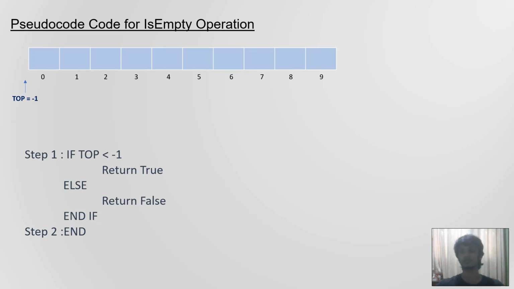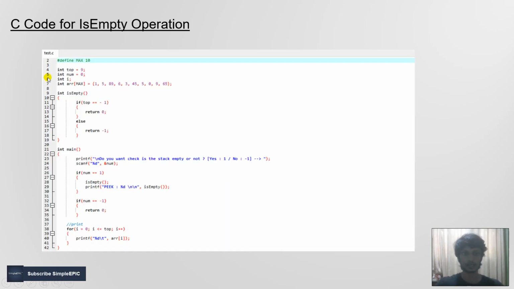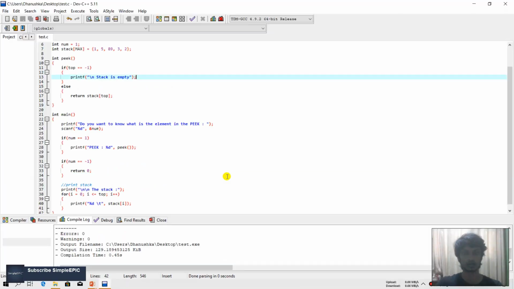Anyway, if top is less than -1 or equal to -1, our stack is empty, therefore it simply returns true. If it is not, which means top is not equal to -1 or not less than -1, our stack has elements. Therefore it is not empty, so it will return false. So that is basically what happens in the isEmpty operation. This is our pseudo code, and let's move to our C code.